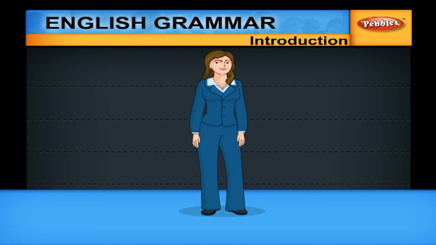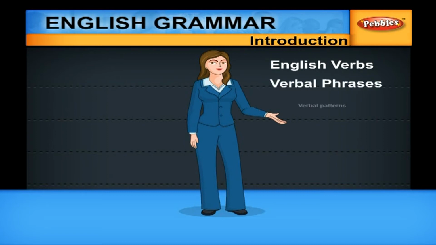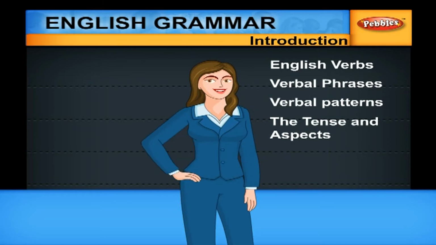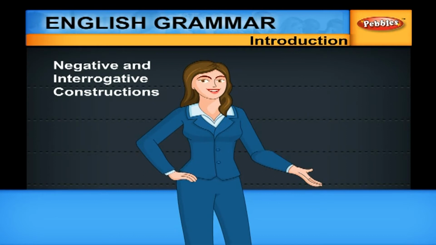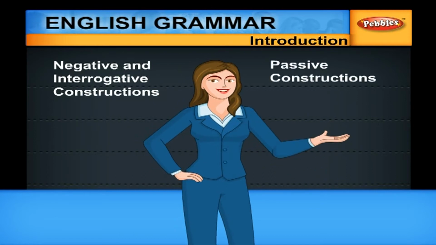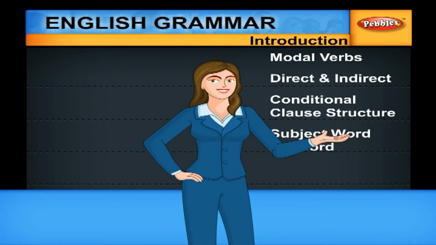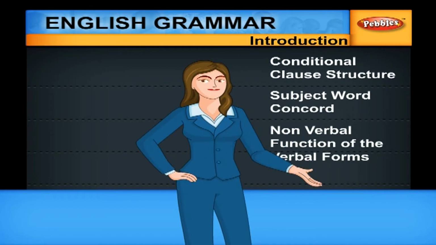This module on English grammar explains, with illustrated examples and drills, English verbs, verbal phrases, verbal patterns, the tense and aspects, the formation and usage, negative and interrogative constructions, passive constructions, modal verbs, direct and indirect, conditional clause structure, subject-verb concord, and non-verbal function of the verbal forms.